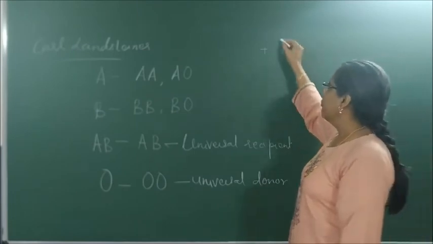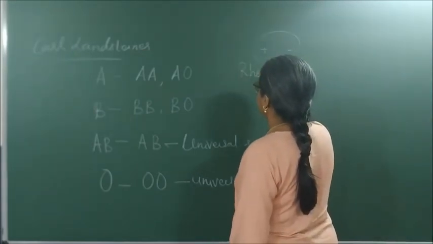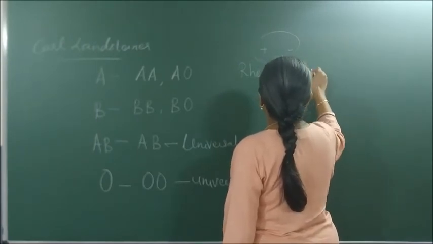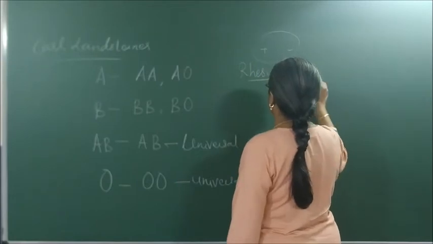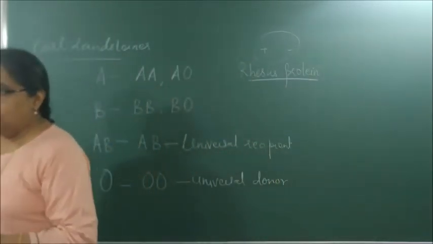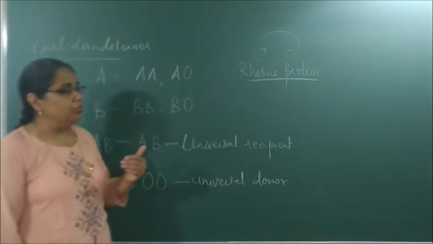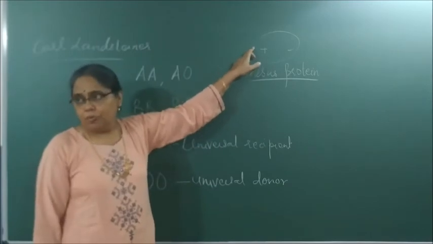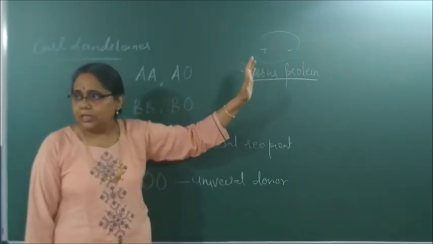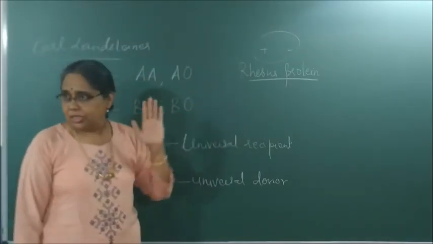It all comes from the presence of a protein which is called rhesus protein. Rhesus is also a type of monkey. So if the protein which is present in the monkey is present in you, then you are Rh positive. If you do not have that protein, then you are Rh negative. Rh comes from where? Rhesus.